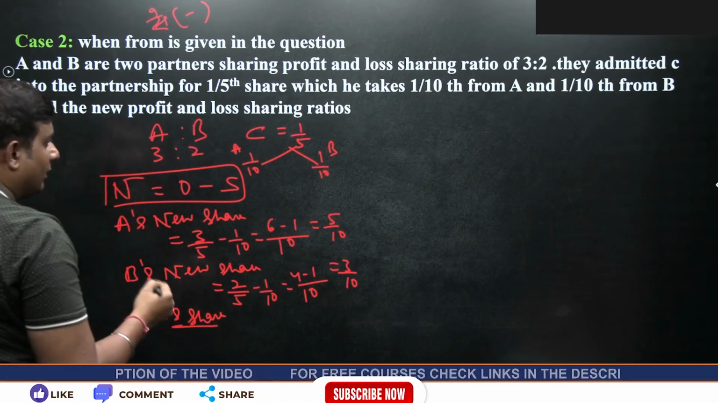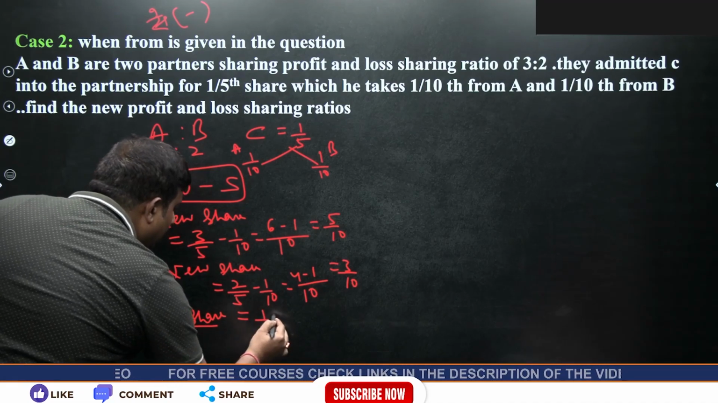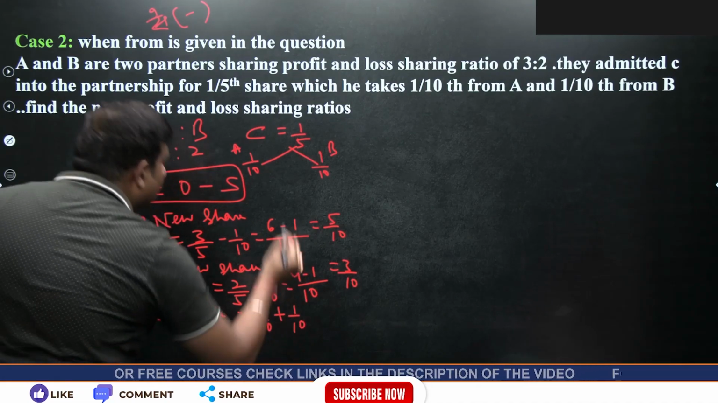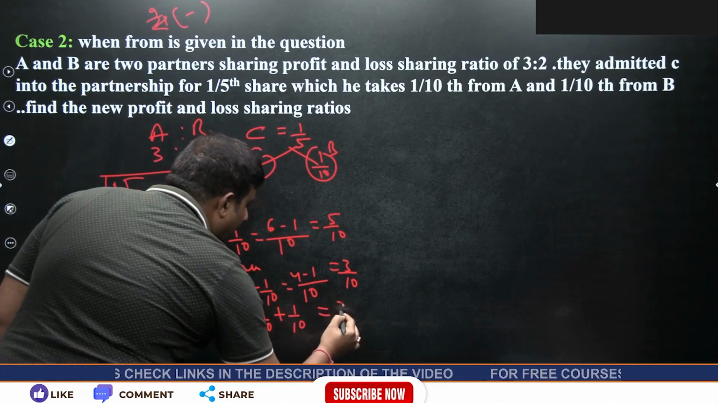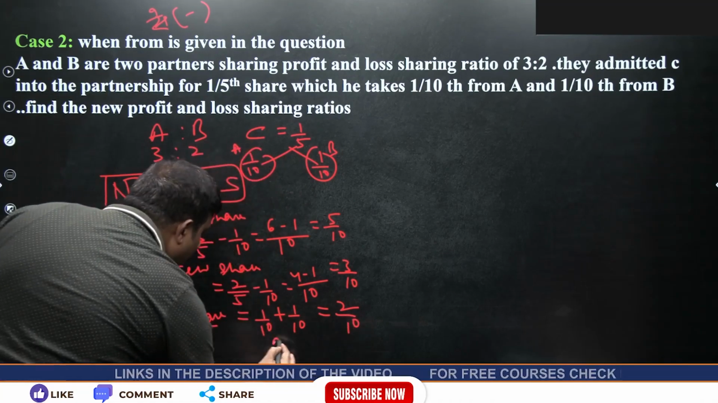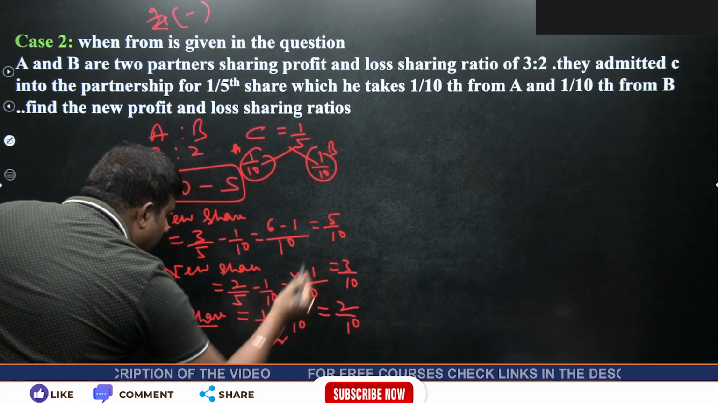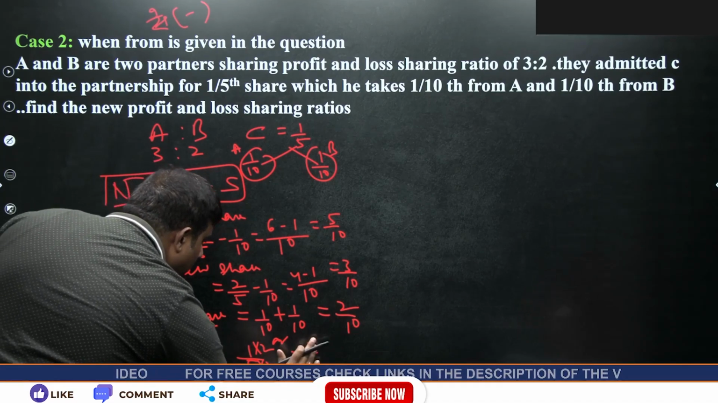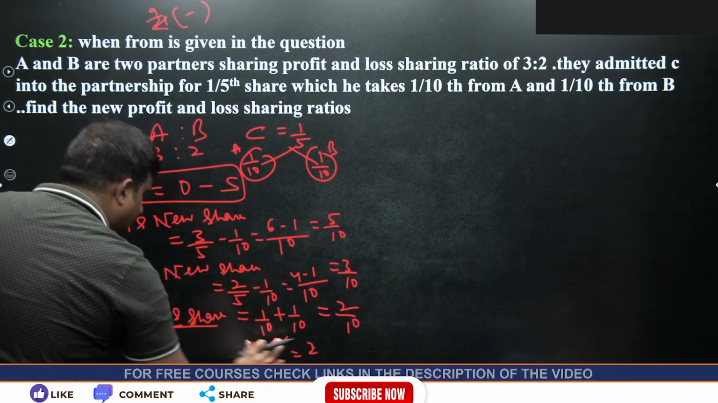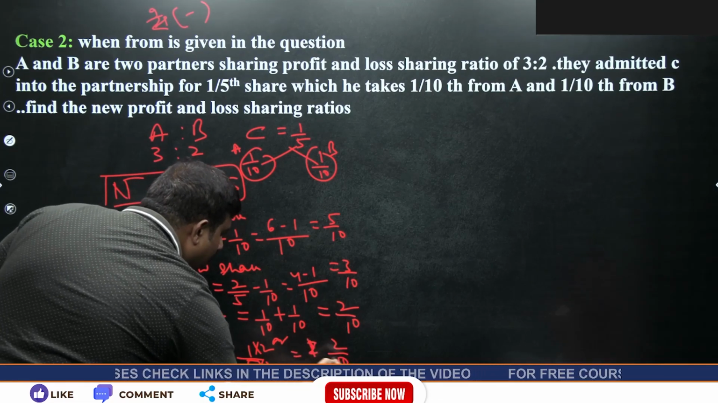C's share can be calculated in way 2. You can sum up what he is getting from A and what he is getting from B. I mean this and this should be summed up. So the value would be 2 by 10. Or else, he is joining the firm for 1/5 share. So in order to equalize, you need to multiply 2 by 2. So this should also be 2 by 10, 2 by 10.